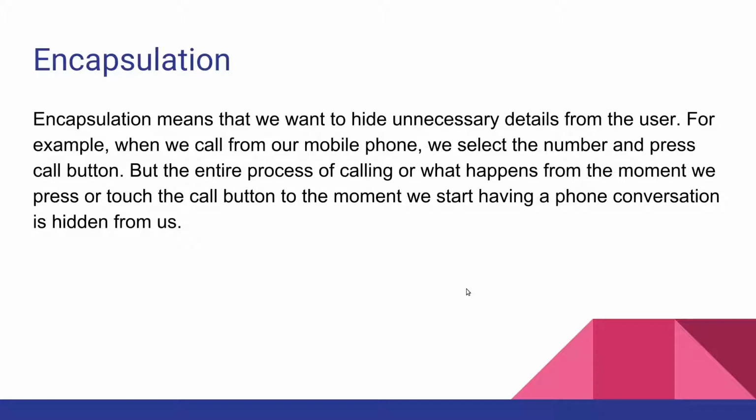Encapsulation is where we just hide unnecessary details from the user of the class. Like I said, we call from our phone and we select the number and press call. But the entire process of calling, or what happens from the moment we touch the call button to the moment we start having a phone conversation, is hidden. Usually encapsulation is used more in terms of variables in classes, and it can also be where getters and setters come into play. If you have a private variable, you'll want to use a getter and setter because that variable is encapsulated so that only the class can access it directly. It's a form of control over how you can use certain things.